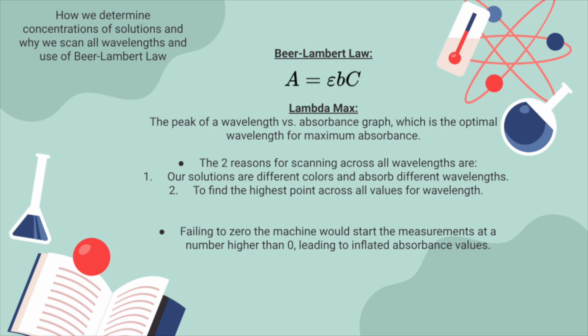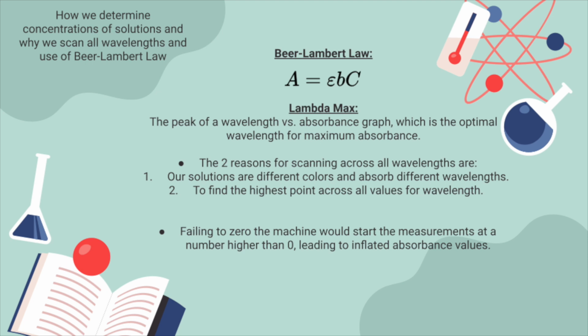A is absorbance, epsilon is the slope of the graph of a Beer-Lambert plot, B is the path length, which is usually 1 centimeter, and C is the concentration. The absorbance can be measured with a spectrophotometer. Epsilon is the slope of a graph of concentration versus absorbance. B is usually 1 centimeter, or it can be the path length of your cuvette. And concentration can either be derived from M1V1 equals M2V2, or the moles over the liters of whatever solution you have.